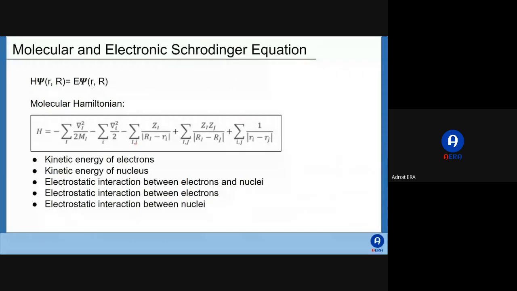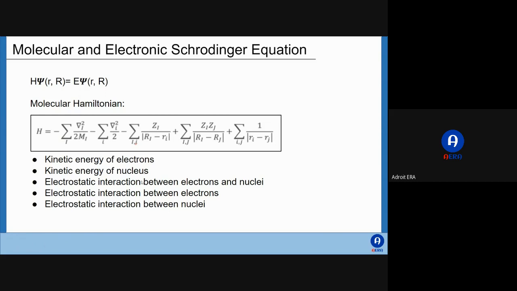Okay, so any molecule can be put down as a molecular Hamiltonian. For example, there is H2. You can take the nitrogen molecule N2. Whatever you take, it can be written in the form of a molecular Hamiltonian. So what do you need to consider to write the molecular Hamiltonian? You need to consider the kinetic energy of electrons. You need to consider the kinetic energy of nucleus.